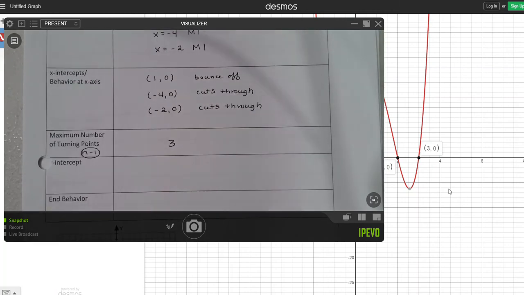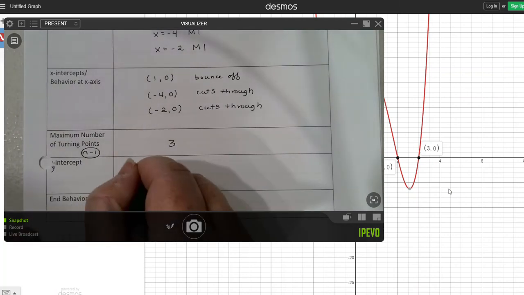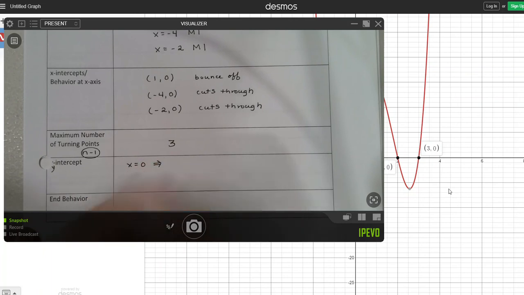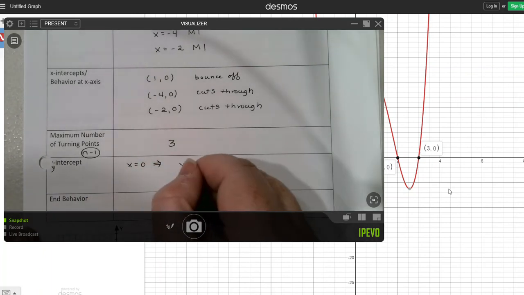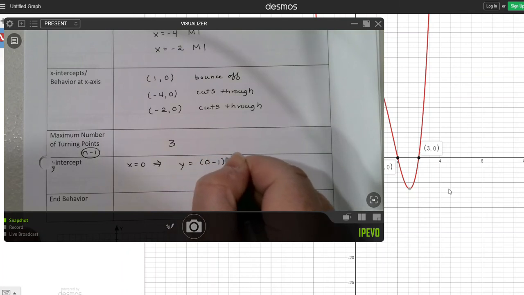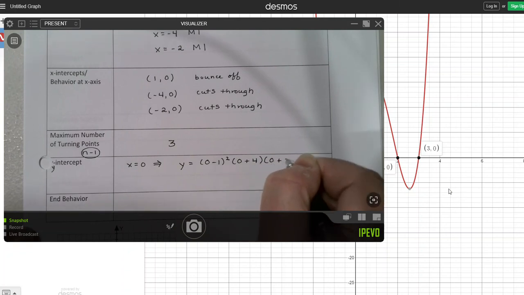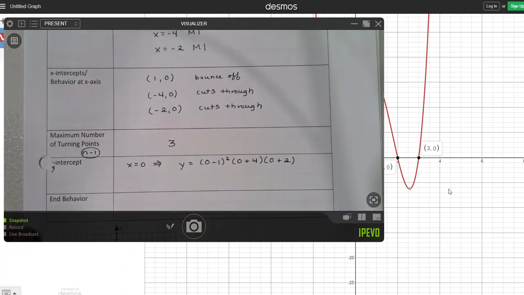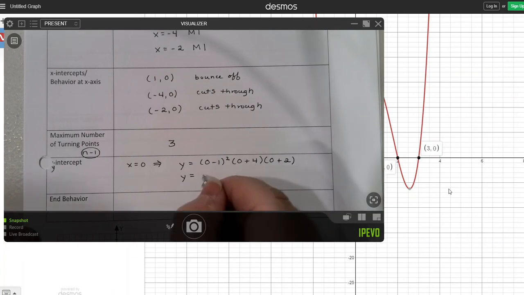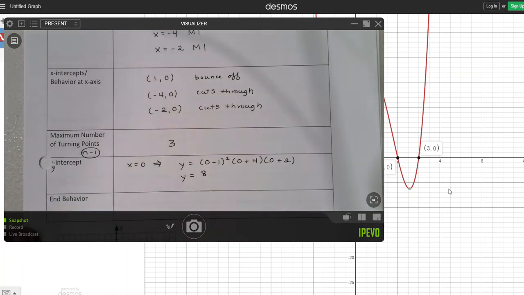All right, looks like my hole punch got the best of me, but that should have said y-intercept there. So for the y-intercept, we put in x equals 0. So y will be (0 minus 1) squared times (0 plus 4) times (0 plus 2). Let's see, when I square, that'll be positive, so 1 times 4 times 2. My y-intercept on this one's going to be 8, so (0, 8).